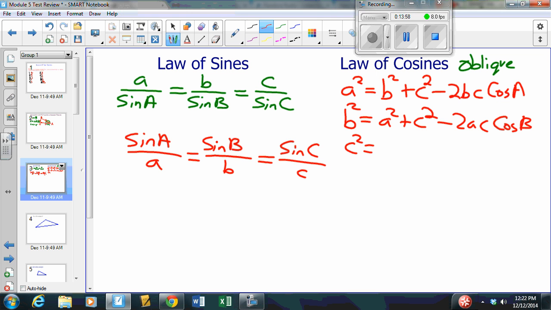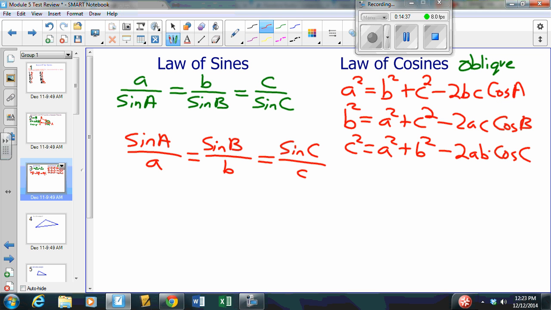Okay, see if you can write the third one for C squared. This will help you memorize it a little bit better and know how to utilize it. Okay, let's write it down. My two letters are going to go right here. A squared plus B squared. Minus what? 2AB. Times the cosine of what? Angle C, the angle opposite the letter I'm looking for, okay?